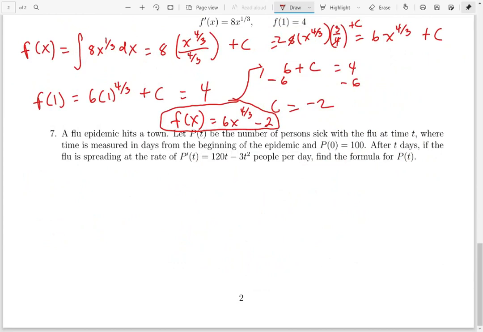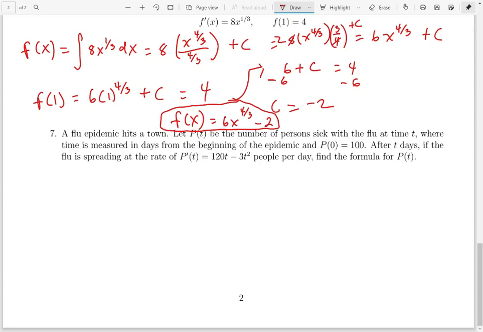And an application problem. A flu epidemic hits a town. Let P of t be the number of persons sick with the flu at time t, where time is measured in days from the beginning of the epidemic and P of 0 is equal to 100. After t days, if the flu is spreading at a rate of P prime of t being 120t minus 3t squared people per day, let's find the formula for P of t.